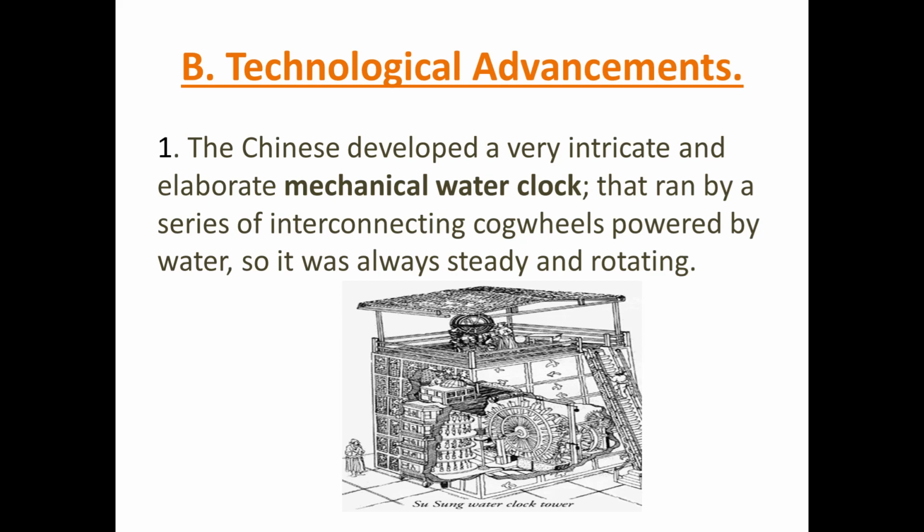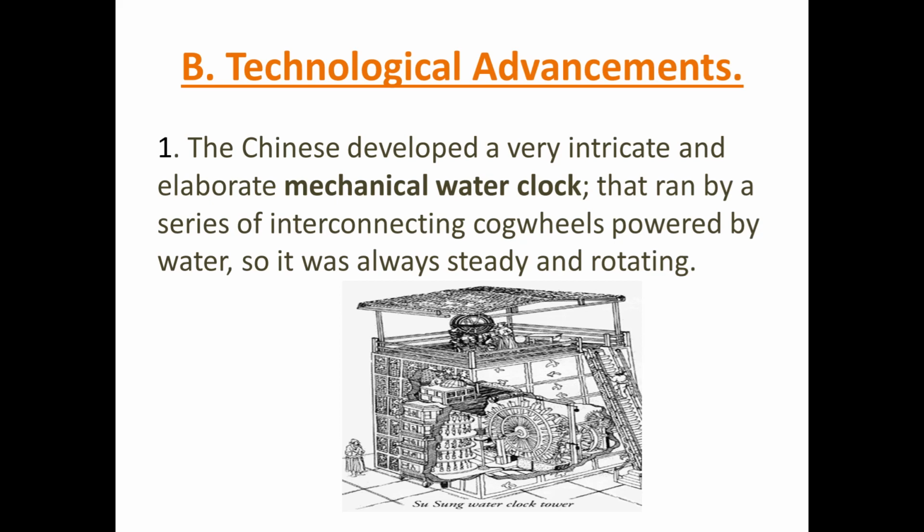The first technological advancement that they developed was something called the mechanical water clock. This is the picture of it. It's so complicated. It's about creating a new system of clocks, just working with water. So they developed this mechanical water clock. How does it work? It ran by a series of interconnecting cogwheels powered by water.